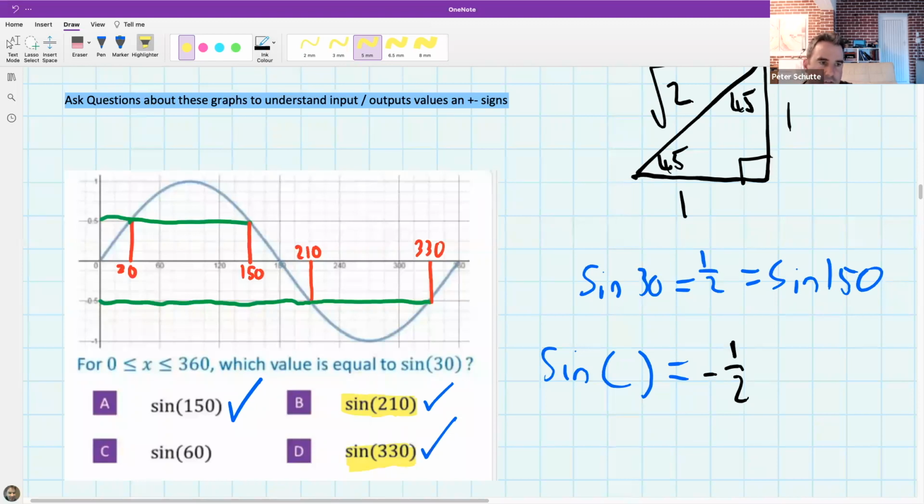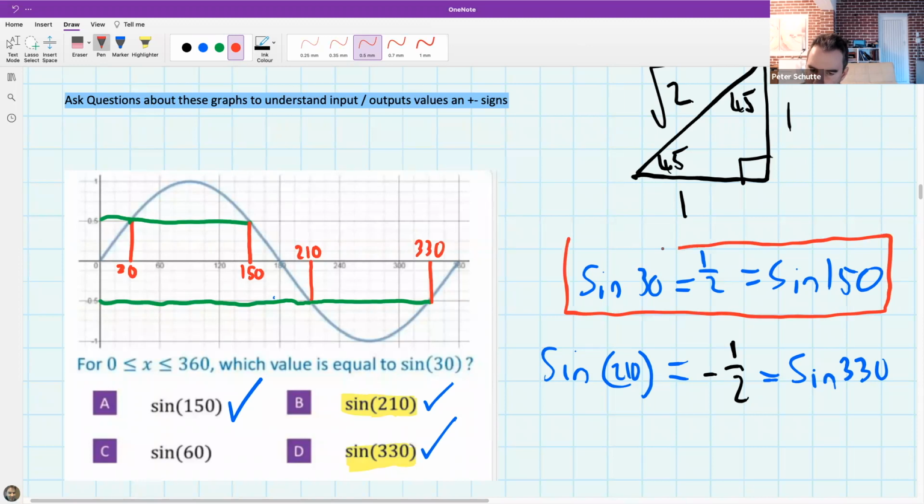Okay, so what we're saying here is that the sine of 210 is equal to minus a half, and so is the sine of 330. Now, this is rather interesting, because one of the ideas is that trig graphs or trig functions seem to repeat themselves. When we say they repeat themselves, I mean that the sine of 30 is equal to the sine of 150. It's repeated itself.